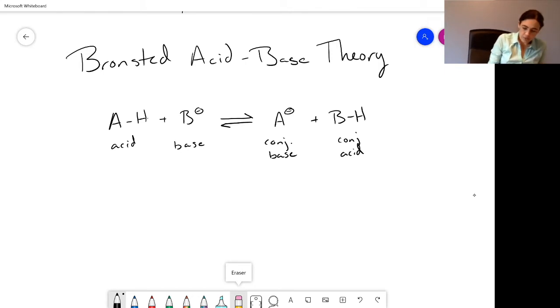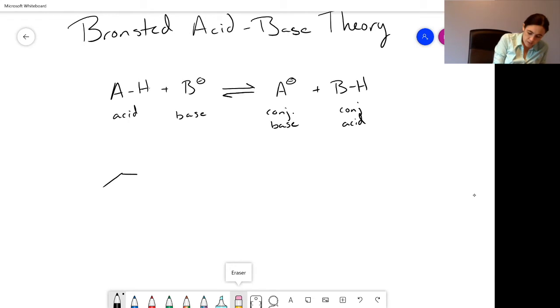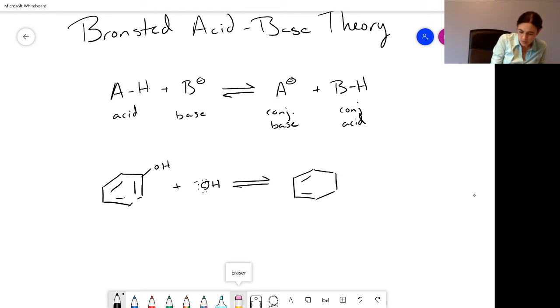Right, so an example of this in organic chemistry would be this reaction here. We have an alcohol interacting with hydroxide. That gives us the conjugate base of the alcohol and water, right, where each of those corresponds to the value drawn above. So things that we should point out that we have not seen before: this is an equilibrium arrow.